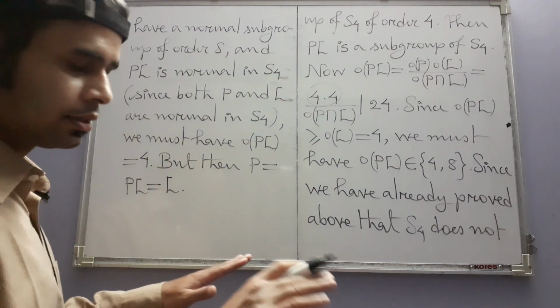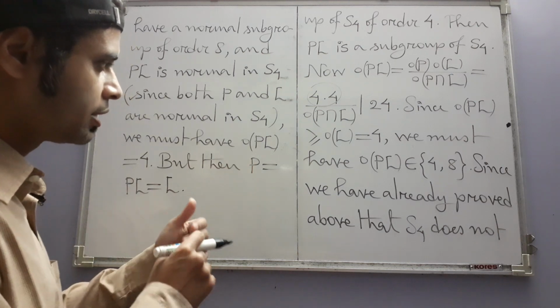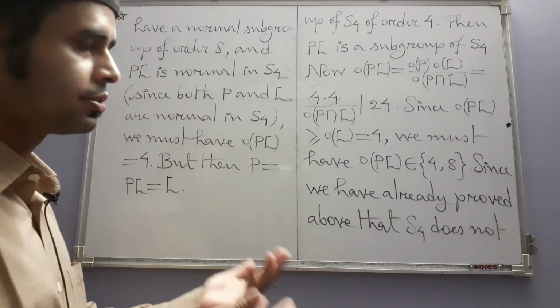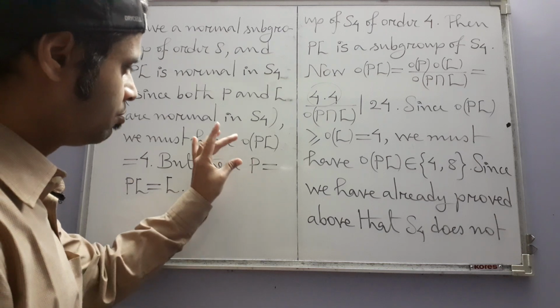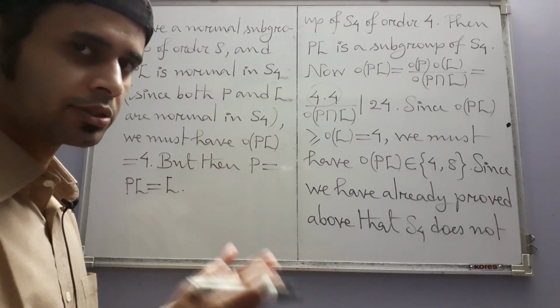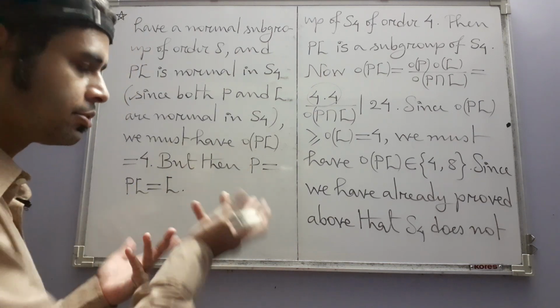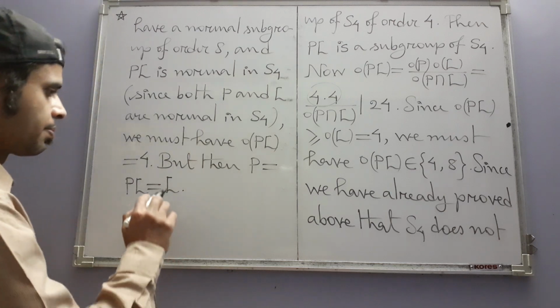But before we end things, let us see why. P is contained in PL just like L is contained in PL. P has 4 elements, PL also has 4 elements, so they must be equal. Similarly, PL should also be equal to L, and so these two things are equal.